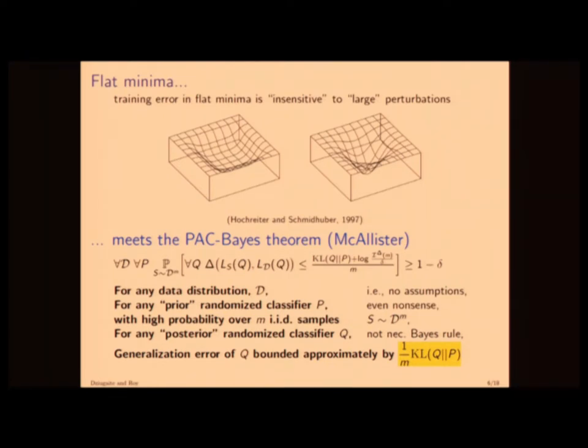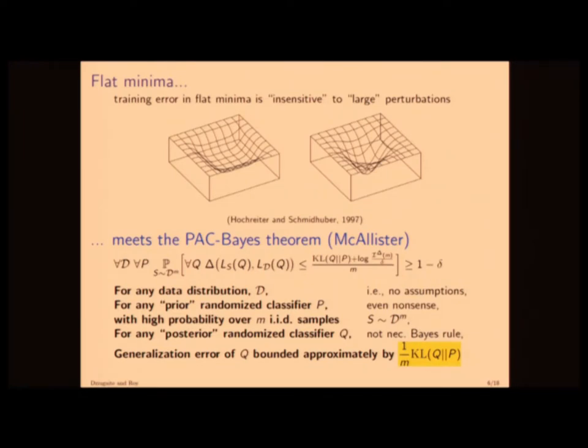This is one that I first saw in a paper by Lever et al. There are experts in the room, so this is for the non-experts. The PAC-Bayes theorem is telling me that for any data distribution D, for any prior randomized classifier P, and this is a prior in a nuanced sense, it can be nonsense, but that's the essential power of PAC-Bayes. It doesn't have to be a subjective prior. So for any prior randomized classifier P, with high probability over M IID samples, for any posterior randomized classifier Q, not necessarily one computed by Bayes' rule, the generalization error of this randomized classifier Q is bounded in terms of the KL divergence between Q and P. Well, that's the essential term that I care about.